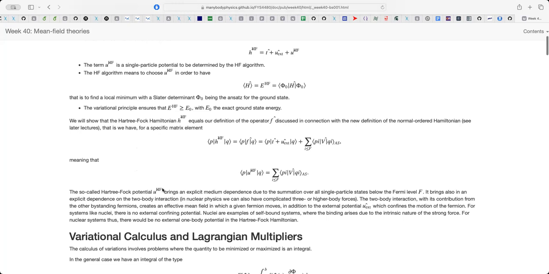The topic today is to derive these equations, but first we're going to bring up a short reminder about full configuration interaction theory. So let's do that and switch to the whiteboard.